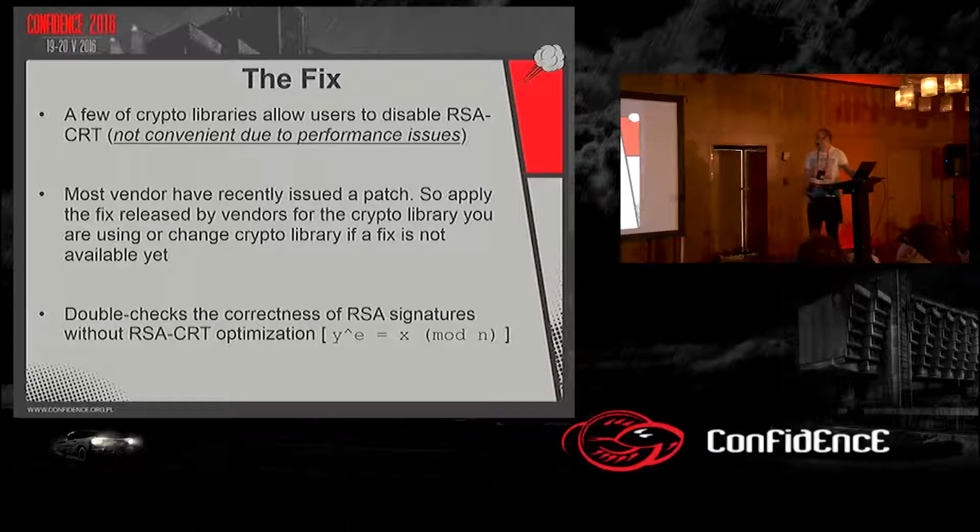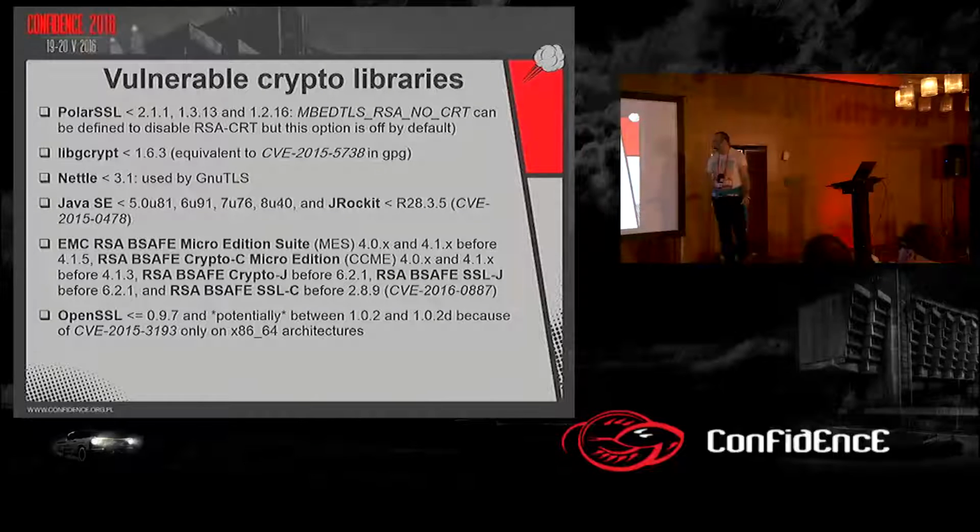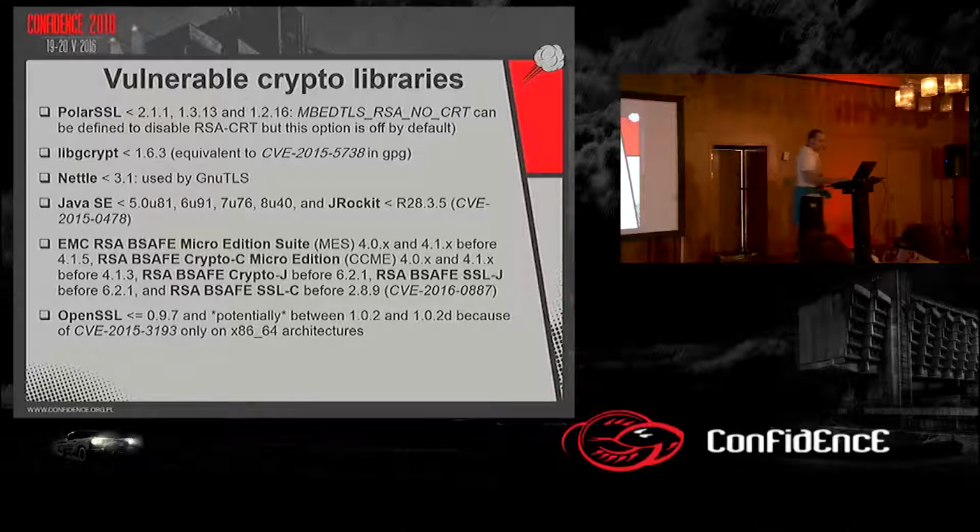Basically, you have to install a patch. A few crypto libraries give you the possibility to disable the RSA-CRT optimization, but this is not advisable because, for performance, it is not convenient to disable RSA-CRT. But a lot of vendors issue a patch for their crypto libraries that does a double check of the RSA signature without the RSA-CRT optimization.